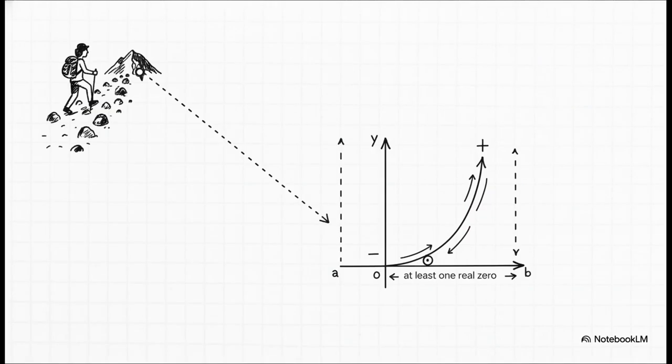That hiking analogy? It perfectly describes the intermediate value theorem, or the IVT for short. Since we know polynomial functions are continuous, meaning they have absolutely no breaks or jumps, they behave exactly like your hike. The IVT states that if a continuous function has opposite signs at point A and point B, there absolutely must be at least one real zero between them. Think about it. If the graph goes from a negative y value down below the x-axis to a positive y value up above the x-axis, that continuous line has to cross the x-axis at some point. And that crossing point, that's our zero.